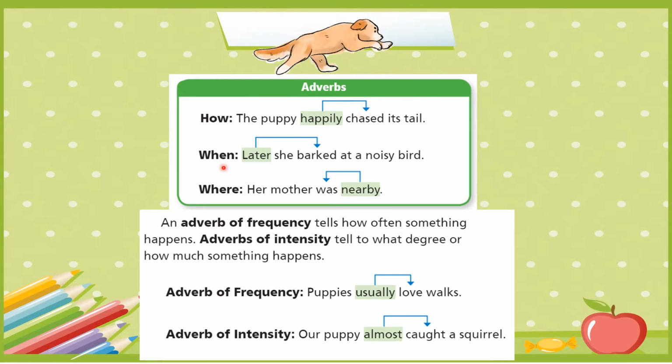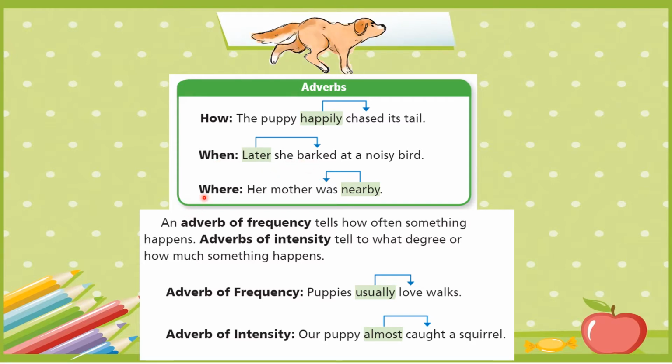Now let's go to adverbs of when. Later, she barked at a noisy bird. Can you identify your verb in this sentence? So the verb here is barked. So when did the puppy bark? The answer is later. So in this case, later is the adverb that tells when the action barked has happened.